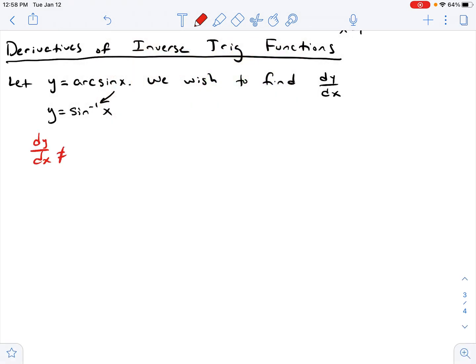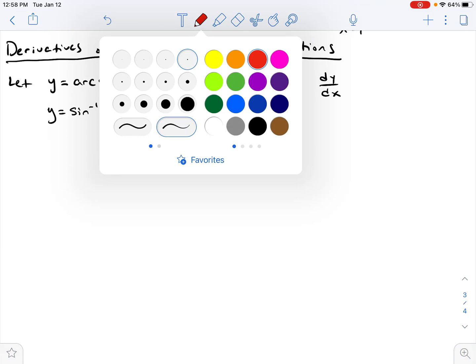Dy dx is not going to be, by the chain rule, bring down the power, reduce 1 from the power, then multiply by the derivative of the inside function, which is cosine. No, that's not how this works, because that -1 doesn't really mean a power of -1 in this sense. So you have to be careful of that. Watch out for that. But here's what we're going to do.